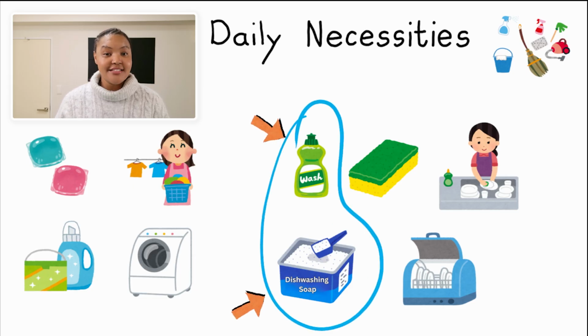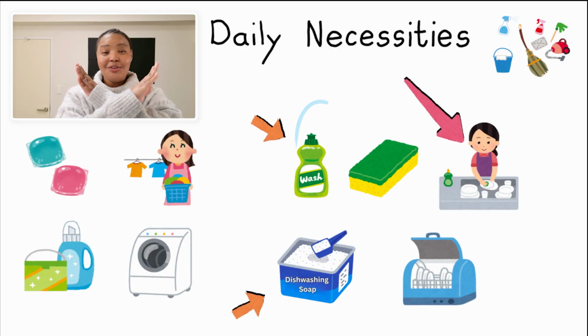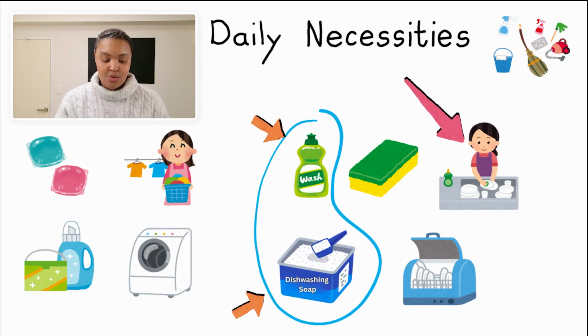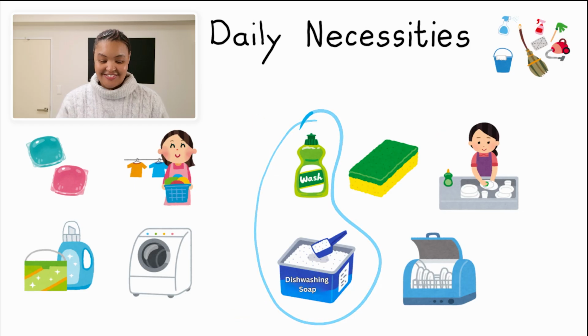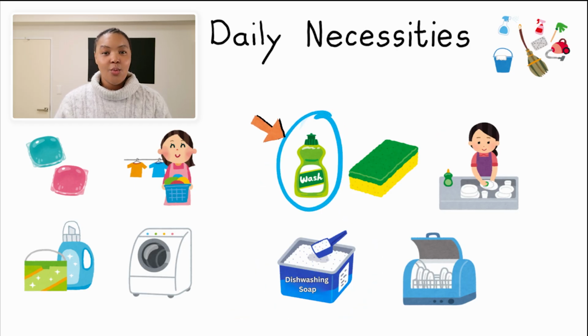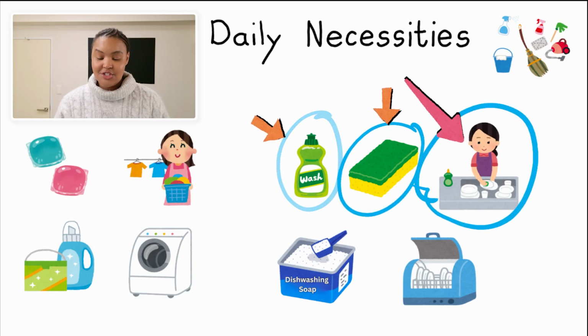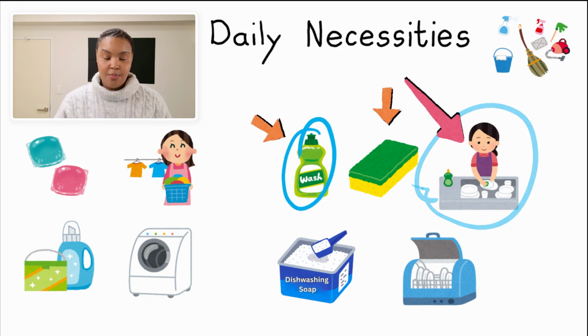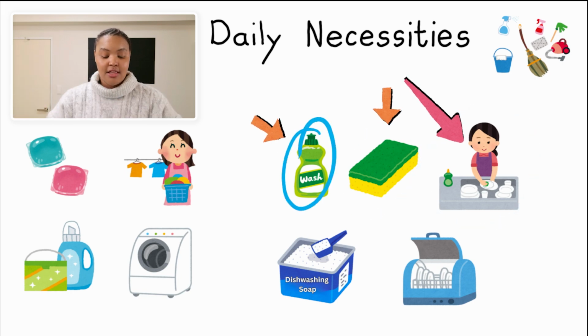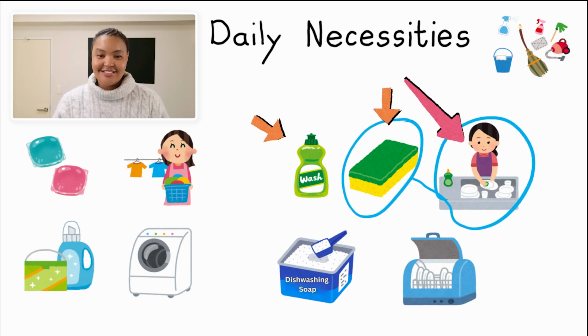Both of these are for washing dishes, not laundry. We use both these soaps to wash our dishes. This one we use with a sponge to wash our dishes. We put this soap on the sponge and we wash our dishes.